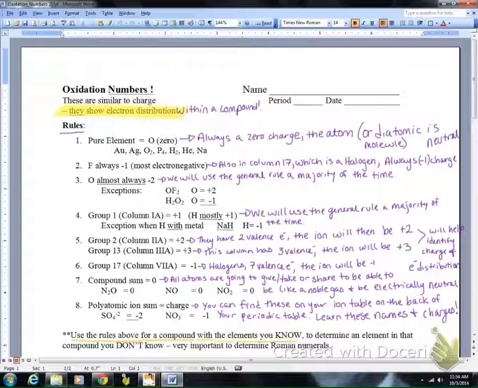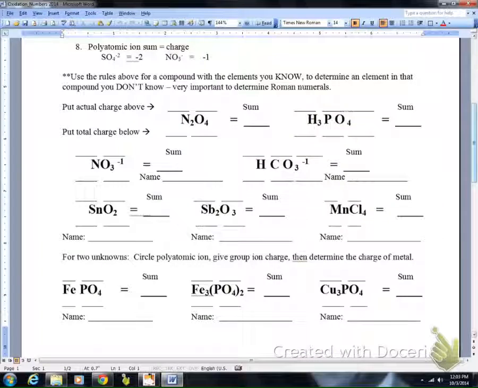When dealing with oxidation numbers, we're going to use the rules above for the elements that you know. You're always going to start with the elements that you know, and then to determine an element in that compound that you don't know, you're going to determine Roman numerals, and we'll teach you more about that when we learn how to name. You're also going to use process of elimination: if you know one of the elements and you only have 2, you know the other charge. Let's get to some examples.